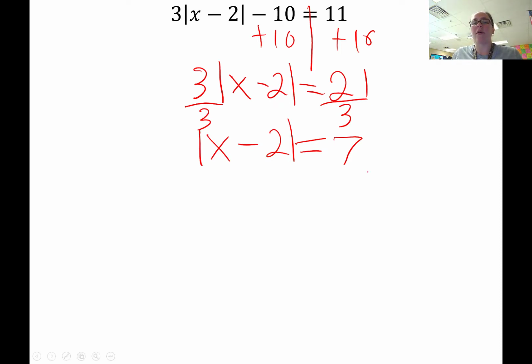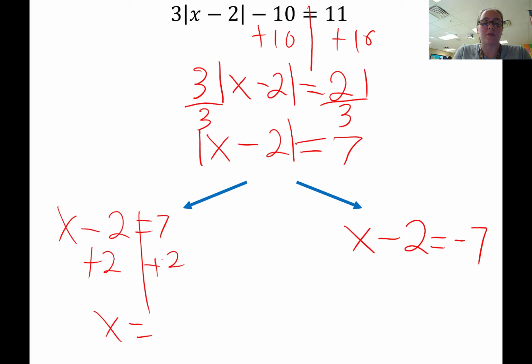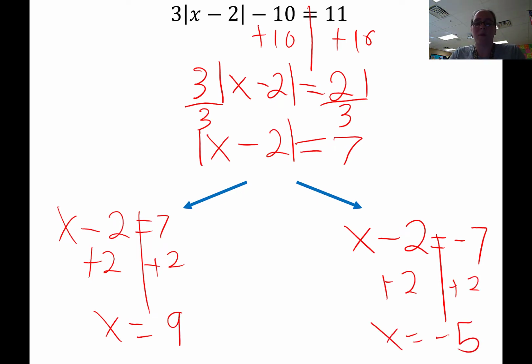Okay, so now that I've got my absolute value isolated, I can split it into the 2, giving me x minus 2 equals 7, and x minus 2 equals a negative 7. All right, adding 2 to both sides, I get x is equal to 9, and x is equal to negative 5.